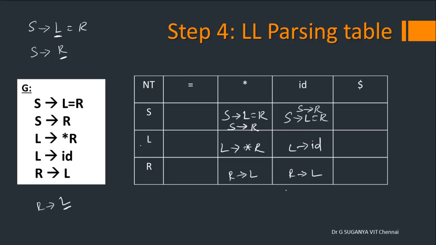Now you check whether this is an LL grammar or not. See, look here at the corresponding cells. Whenever you have S on the top of the stack and star on your input buffer, the system will get confused on whether to choose this alternate or this alternate. Multiple entries in the cells of the parsing table. This is not an LL grammar, hence we cannot proceed with LL parsing.